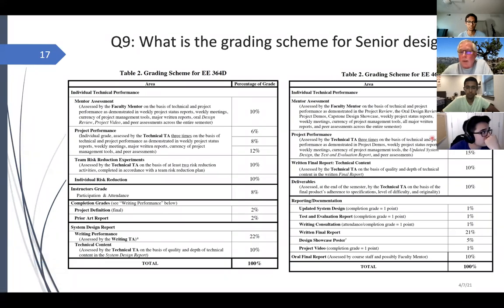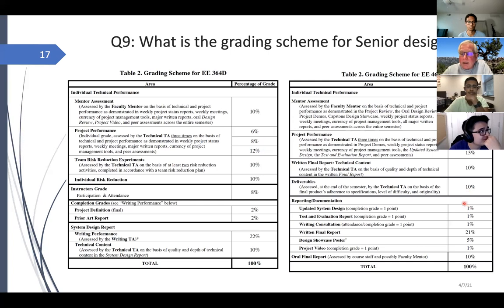Project performance. There are going to be 3 project reports that you'll do through the semester, and we want to look at various things that you're doing. So you're going to do system design, a test and evaluation report, and some peer assessments and stuff like that. And then you're going to write a final report, which is about 10%. And then the tech TA will look at your deliverables, and about 10% is there.